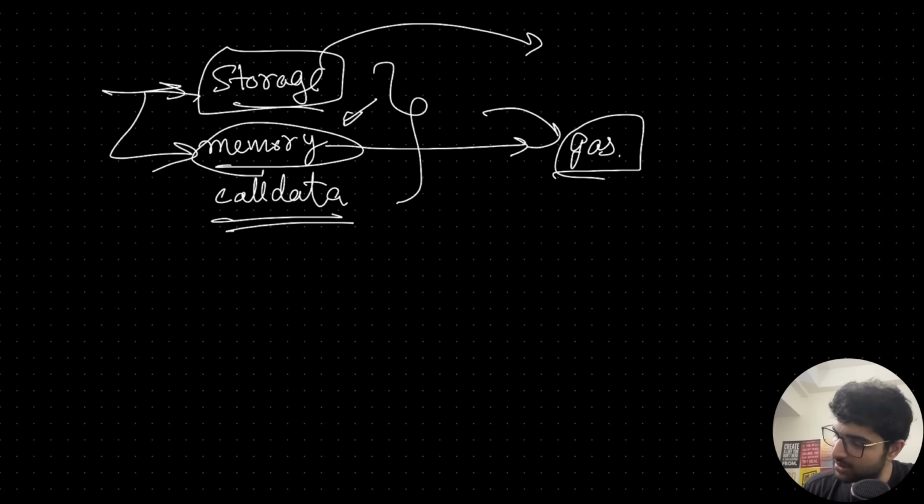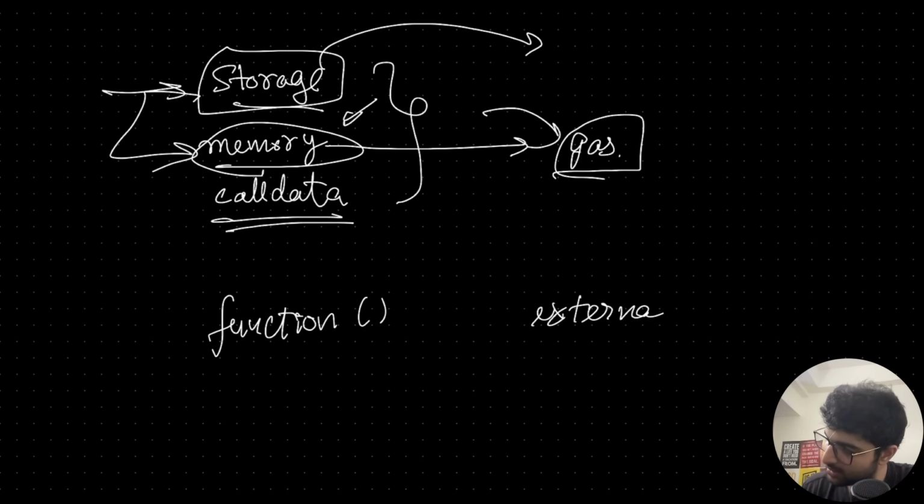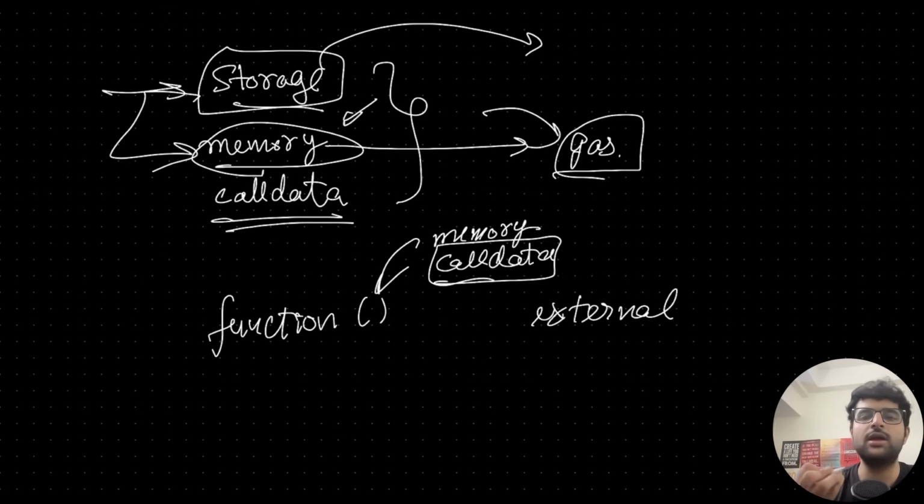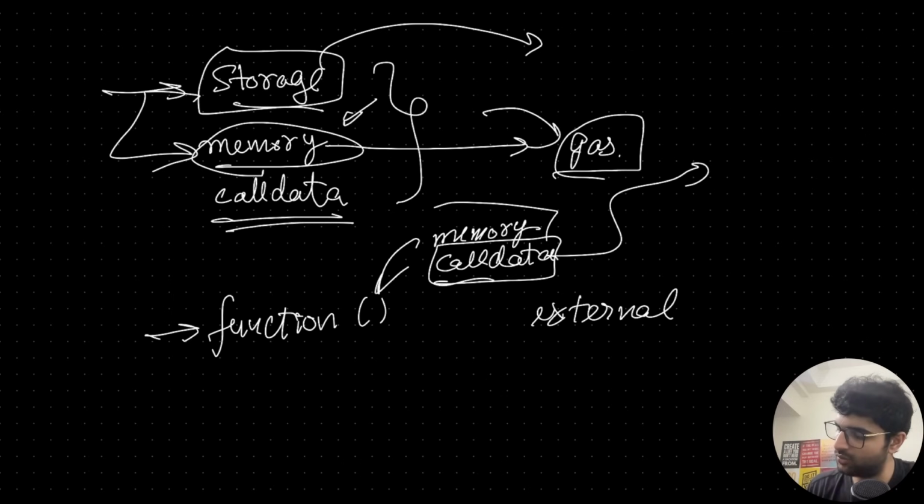But then comes this third thing called call data. Now what is call data? Whenever there is a function and that function is external, rather than using memory here, you should use call data. Why? Because this is much more gas efficient, because this is stored in a different place in memory whenever this function is called compared to memory.